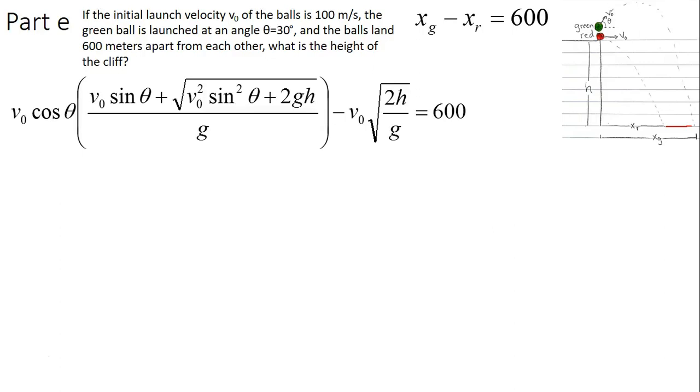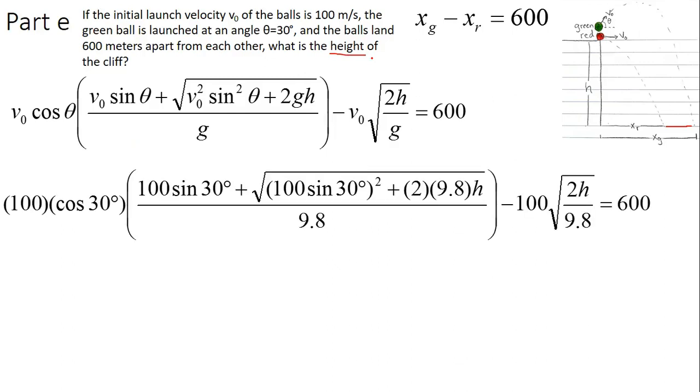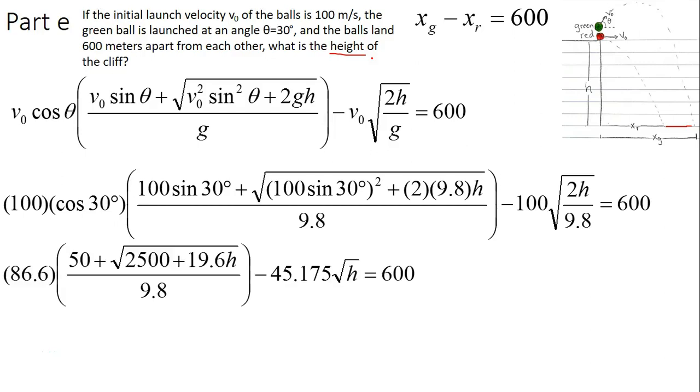However, at this point it becomes a little bit easier because we have numbers we can plug in. So v naught is 100, theta is 30, and we're allowed to plug in numbers now, so g is equal to 9.8, so we want to go ahead and plug that in. Basically, the only variable we should have left is h, because we're asked for the height of the cliff. So let's go ahead and plug all those numbers in, and then enter stuff into our calculators so we can simplify it.